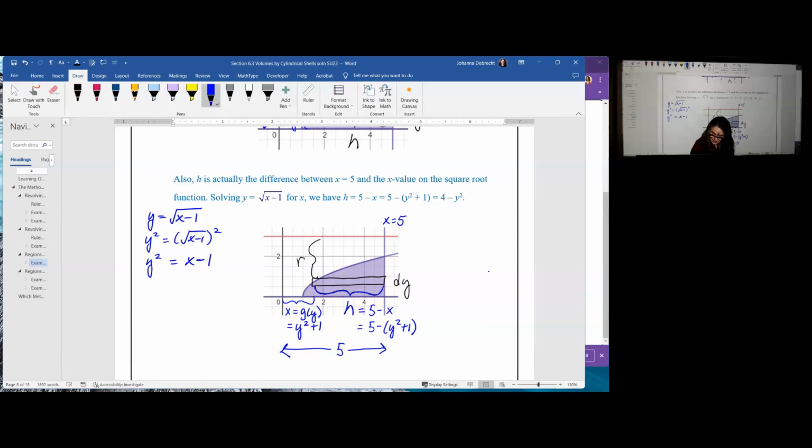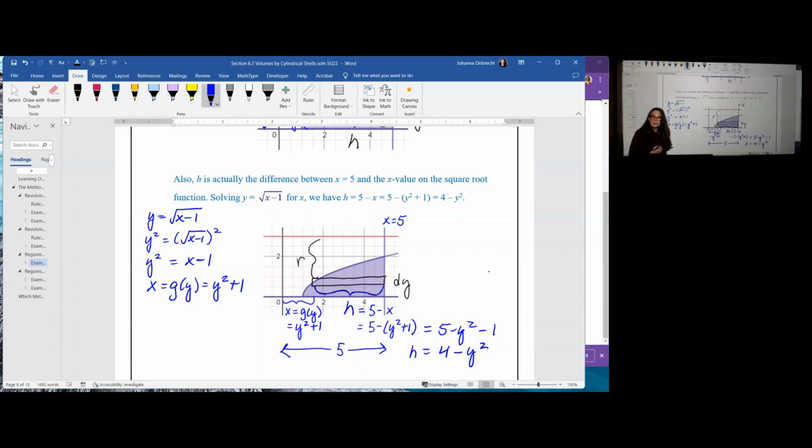This gives me that x as a function of y is equal to y squared plus 1. That's not the height or the length of that strip. The length of the strip is the long measure 5 minus the x value. 5 minus the x value on the curve gives me 5 minus the quantity y squared plus 1. Then I can distribute the negative and combine the constants to get 4 minus y squared as the value of the height of the cylinder at that point.